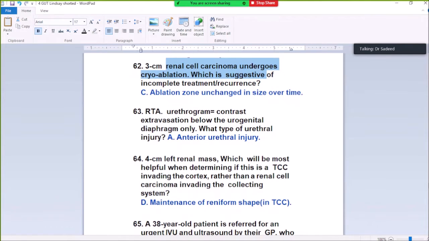Question 63. Retrograde ureterogram shows contrast extravasation below the urogenital diaphragm only. What type of urethral injury is this? If contrast extravasation is only below the urogenital diaphragm, then it is an anterior urethral injury.